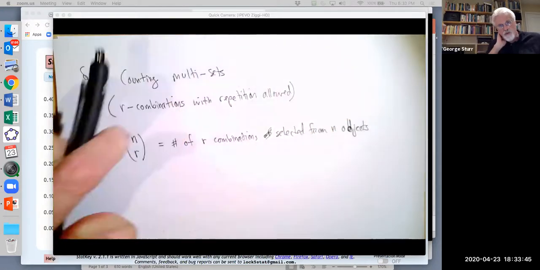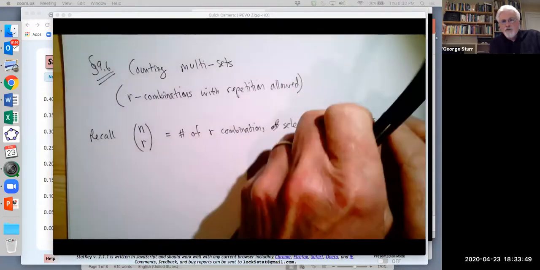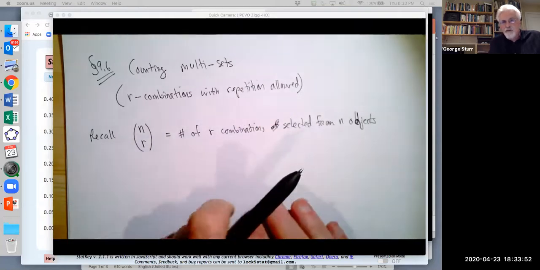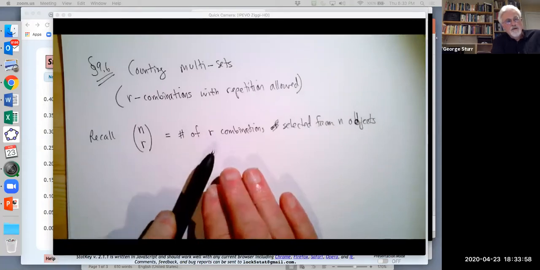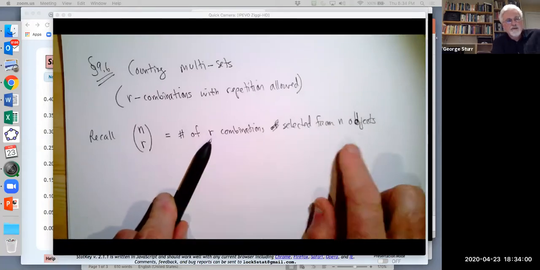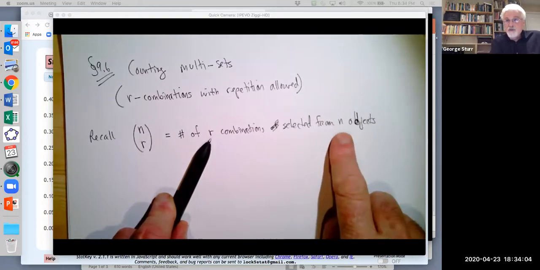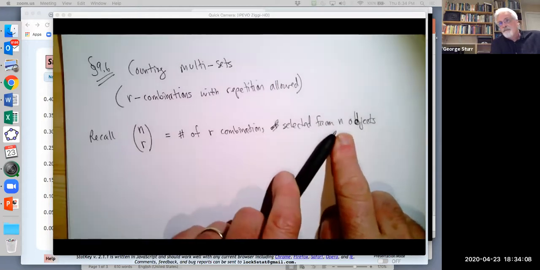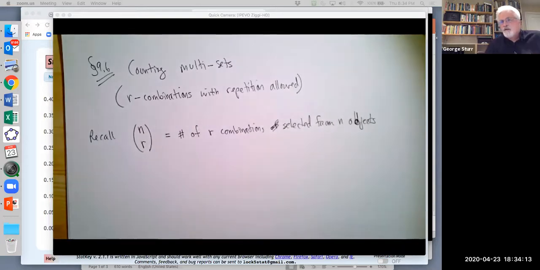The idea being that you've got a large group here that you can pull from and select from them, and how many are you going to take is R. So do you see that the amount R has to be, excuse me, less than or equal to N? You can't take more than you got. So we want to be careful in the words we use. The number of R combinations selected from N objects.